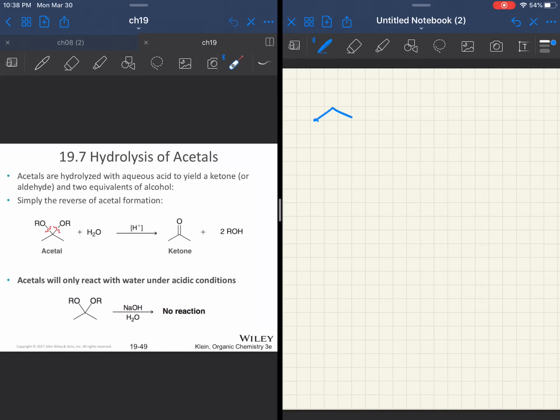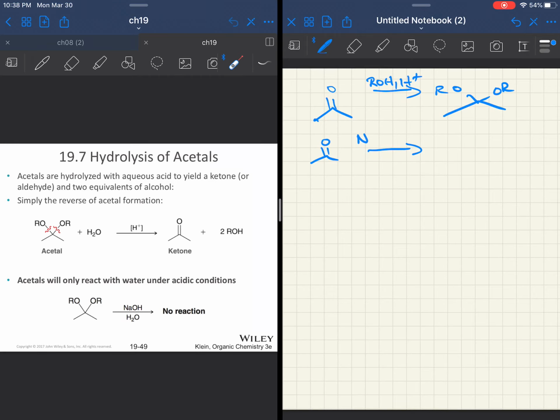The reactions we did in the last few sections, we took an aldehyde or a ketone. Don't forget, I use acetone, but it could be any aldehyde or ketone here. And we could react it with an alcohol and acid to get acetals.